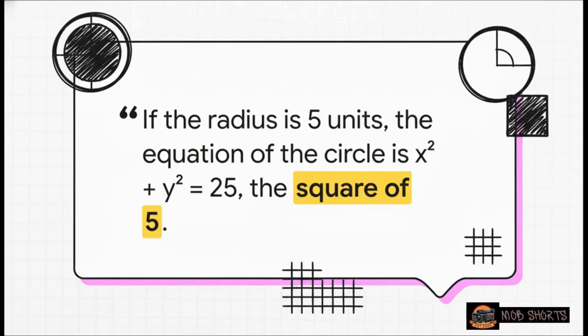Okay, quick heads up. This is probably the biggest rookie mistake people make. That number on the right side of the equal sign, that's not the radius. It's the radius squared. So if you see an equation that ends with equals 25, the radius isn't 25, it's 5. Super important to remember that.